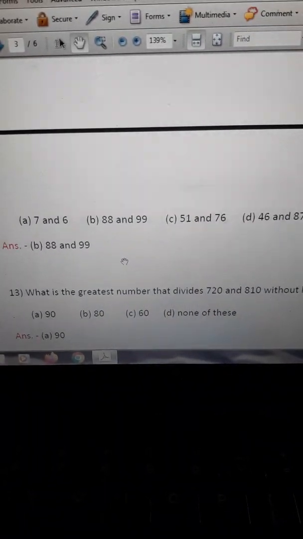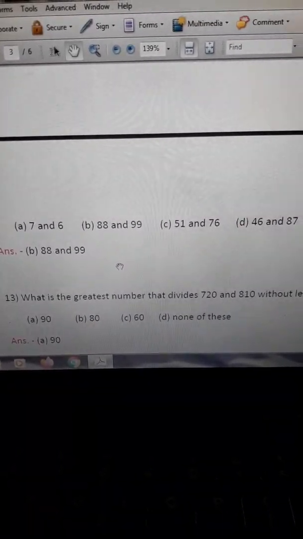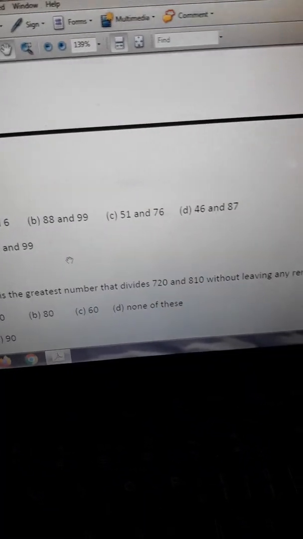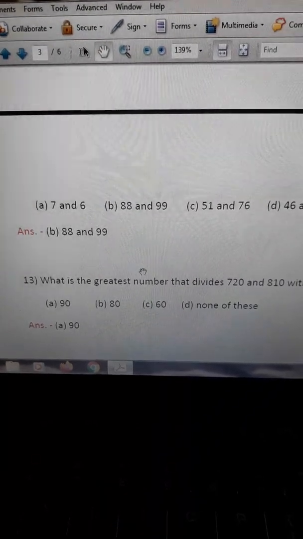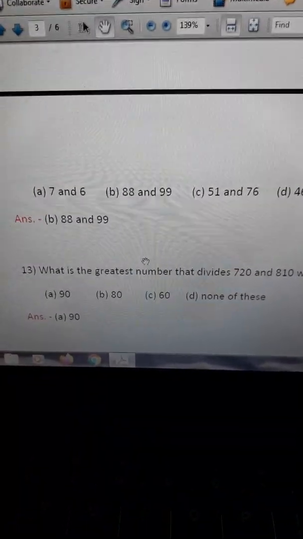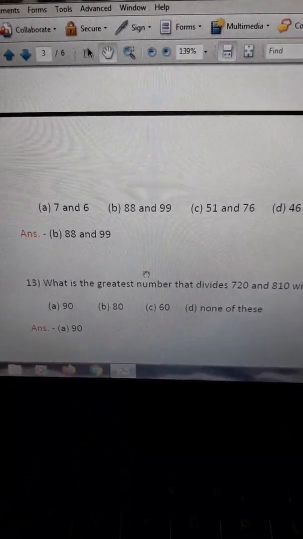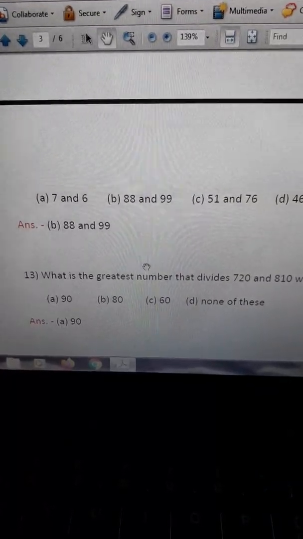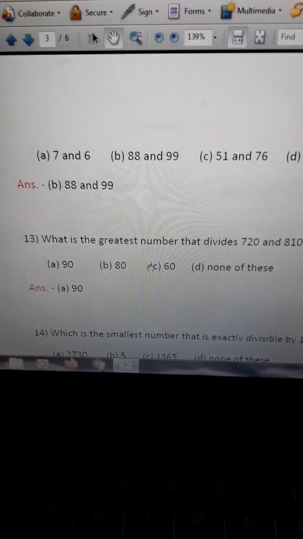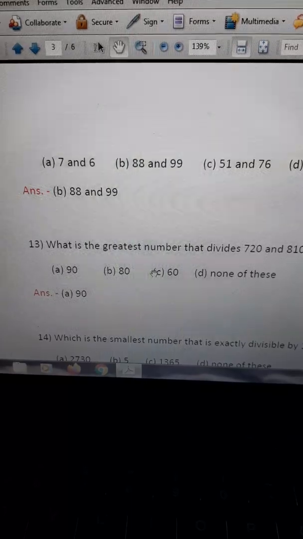Which is the greatest number that divides 720 and 810 without leaving any remainder? Okay, so you have to know how to do it. You have to find out the highest common factor between them. So the answer will be option A, 90.